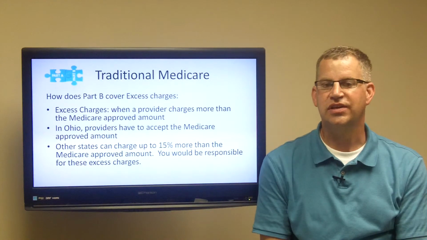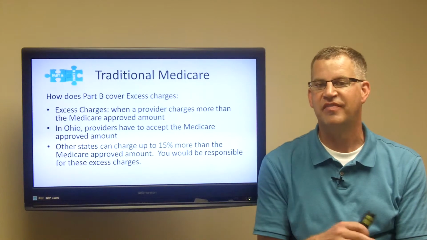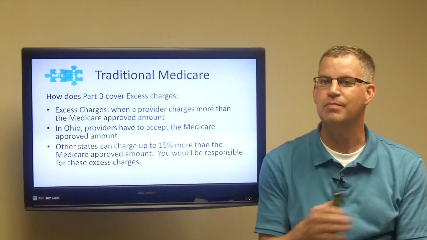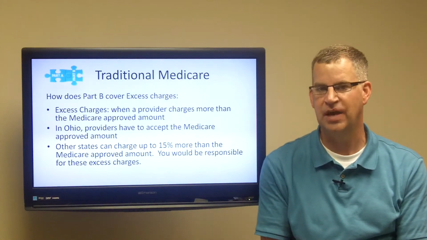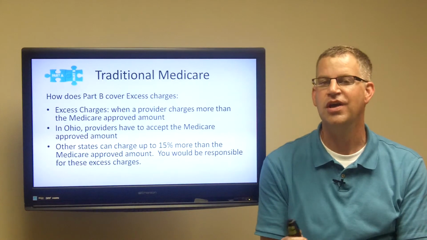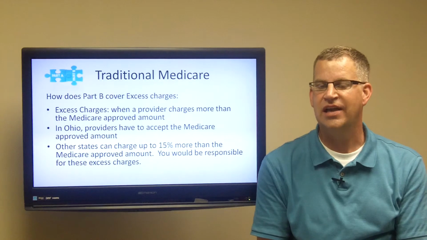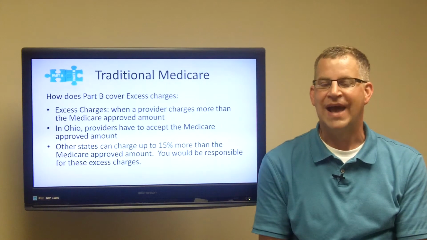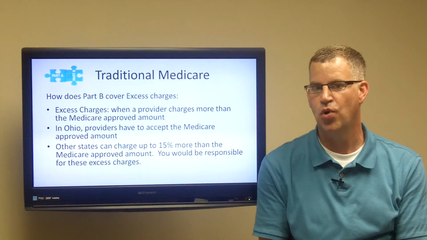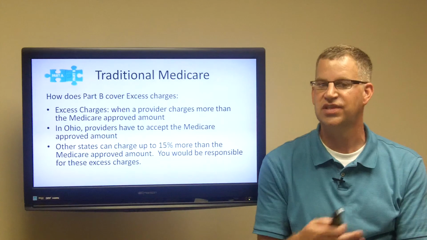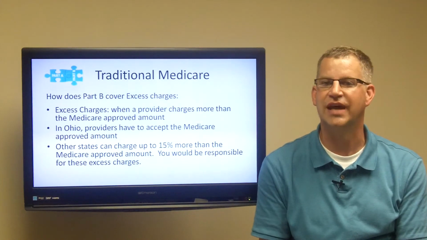Now, another thing that you'll need to consider are what are called excess charges. An excess charge is when a provider charges more than the Medicare approved amount. Now, in Ohio, providers have to accept the Medicare approved amount. That's state law. They cannot balance bill you the difference. There are 6 states that are like Ohio, but in all those other states, they can choose to charge you up to 15% more than Medicare approves. That's considered an excess charge, and if that would ever come up for you, you would be responsible for that additional charge.